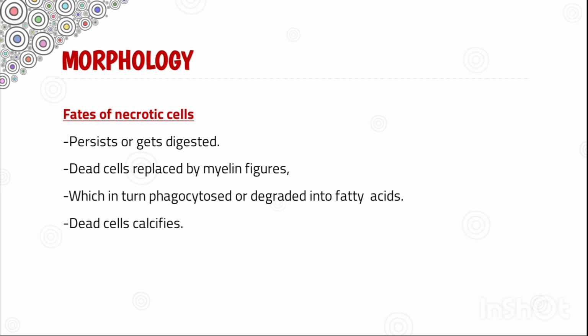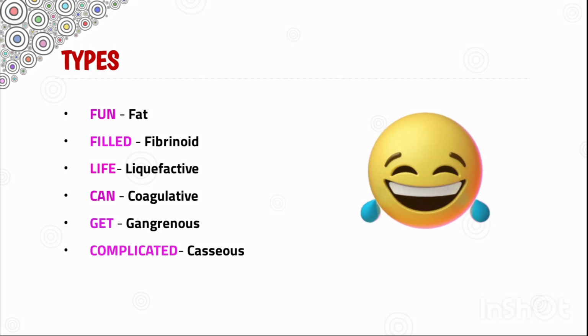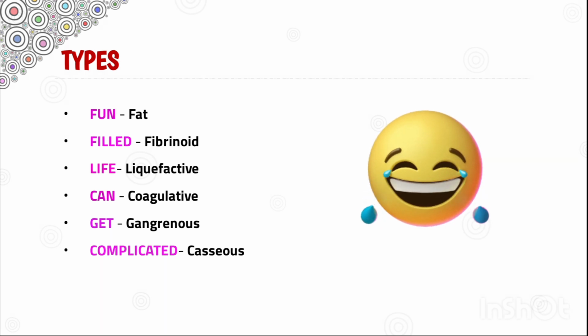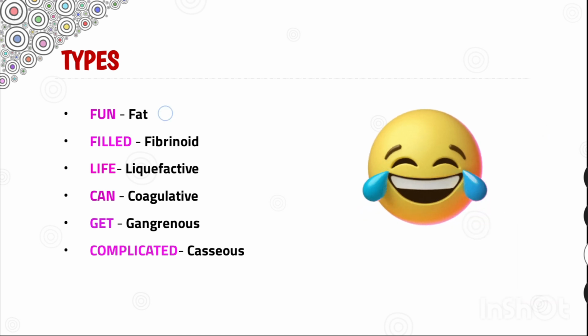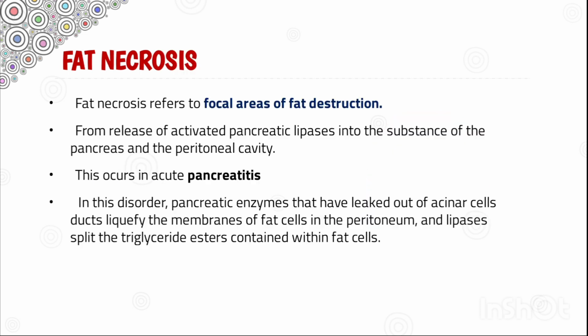Next, what happens to the necrotic cells? Either they persist or they get digested. The dead cells will be replaced by myelin figures, and these myelin figures will be phagocytosed or degraded to fatty acids, and dead cells can also calcify. Moving on to the types, here is the mnemonic. Fun-filled life can get complicated. Fun for fat necrosis, fill for fibrinoid necrosis, life for liquefactive necrosis, can for coagulative necrosis, get for gangrenous, and complicated for caseous necrosis.